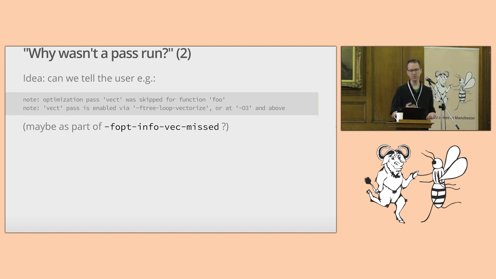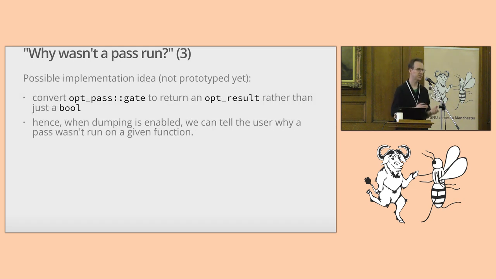And so wouldn't it be nice, if someone's asked -fopt-info-vec-missed, tell me about missed vectorization opportunities, and the vectorization pass is being gated and thus not being run at all, to tell the user that, and tell them especially why and how they could fix that. That I think would be another nice usability feature. It occurred to me that if we've got this fancy wrapper around booleans, maybe the gate virtual functions shouldn't return a bool, they should return maybe an opt_result or a gate_result_t, I don't know, that is basically a bool, but when you turn dumping on, can return more descriptive information. So that's an idea I had, and I haven't even tried writing the code yet. But maybe that might be doable for GCC 9.